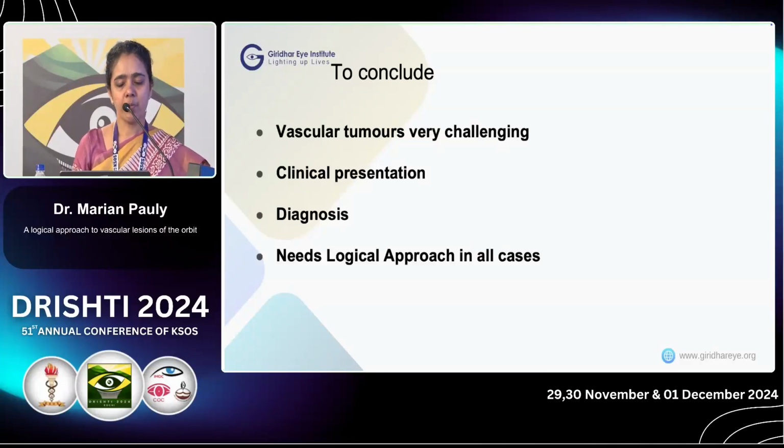Vascular tumors are sometimes very, very challenging, and the clinical presentation is also variable: acute onset proptosis, sudden loss of vision, etc. Diagnosis itself is challenging, and so is the treatment, and it needs a logical approach in almost all cases, other than probably capillary hemangioma of infancy.